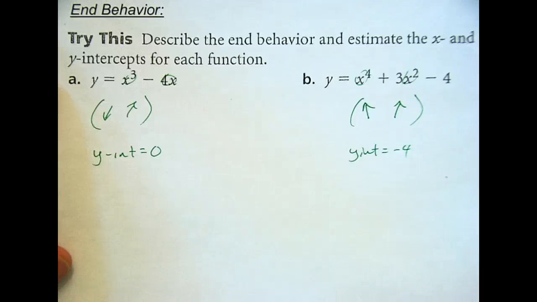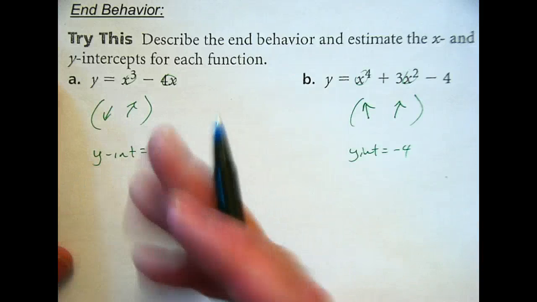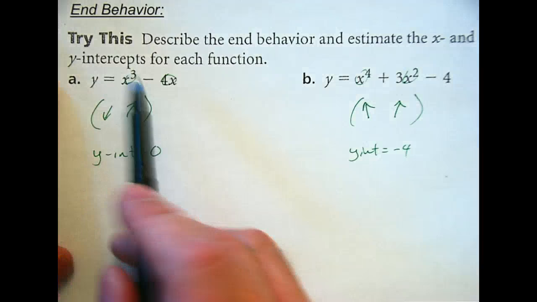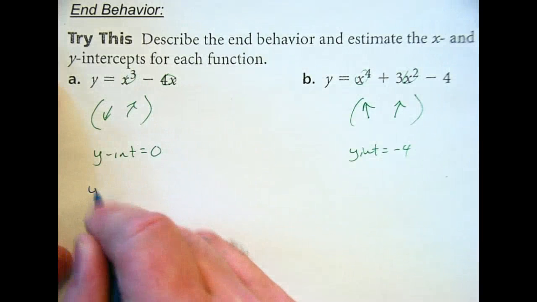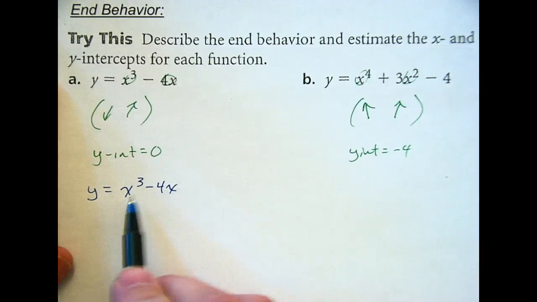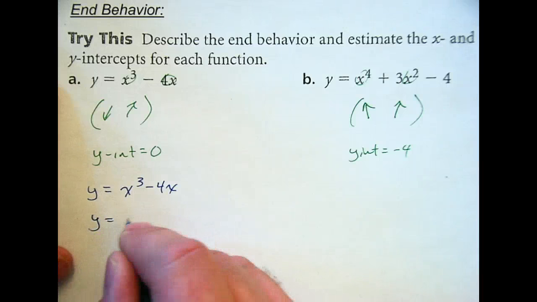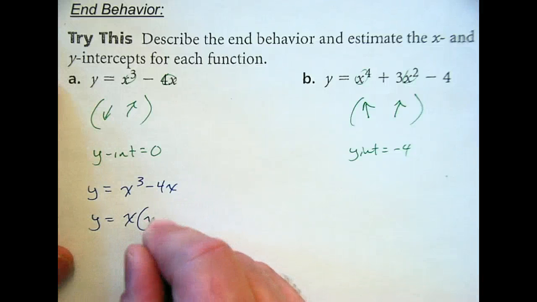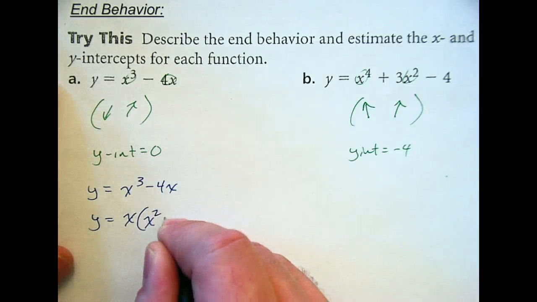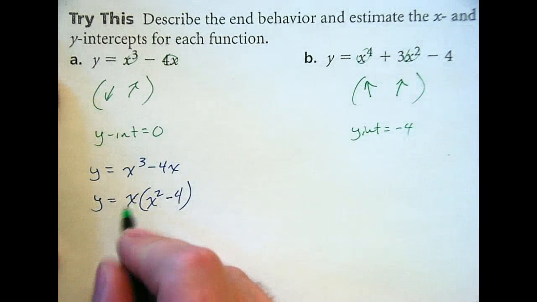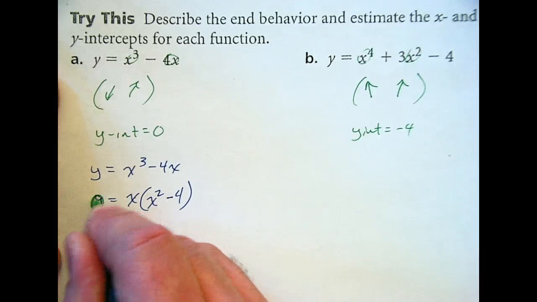So we know we can solve quadratics by factoring, completing the square, quadratic formula, graphing. This isn't a quadratic, but we can still try to do the first step of factoring. Let me rewrite it here: y equals x cubed minus 4x has x in common. We can pull out an x here. When I take out an x, x times what is x cubed? X squared. And x times what is 4x? Negative 4.